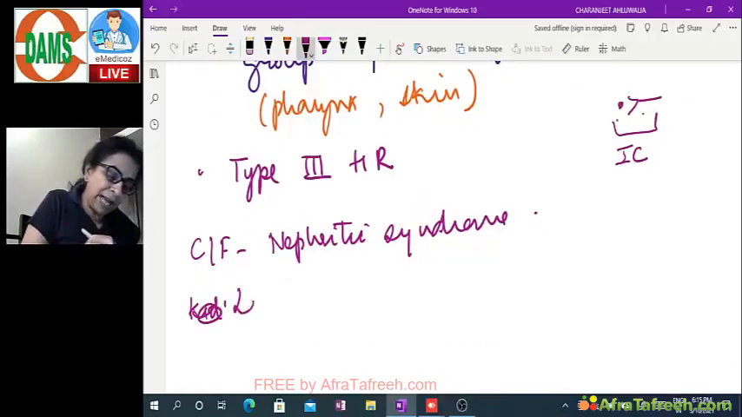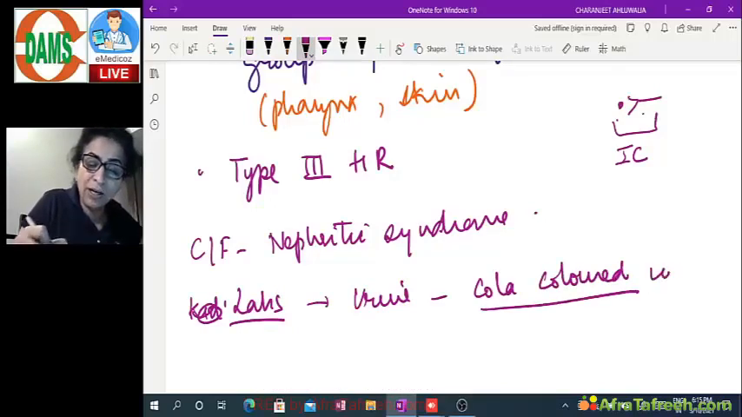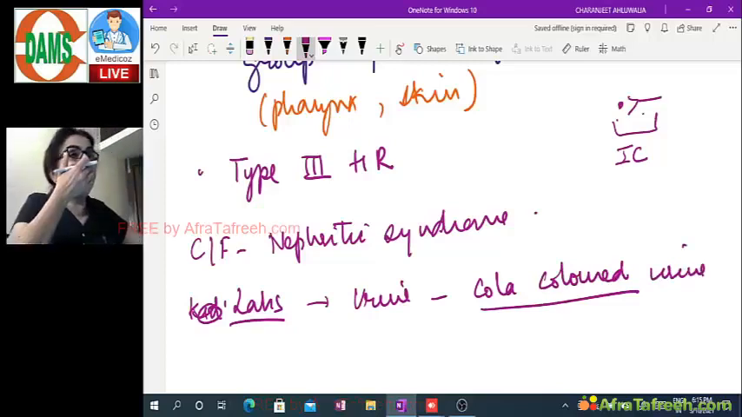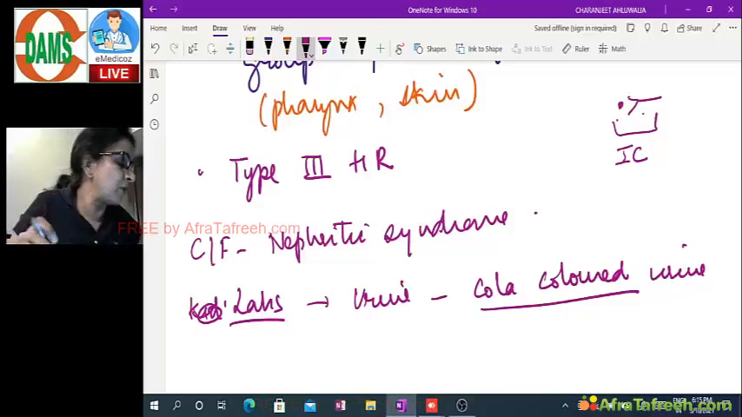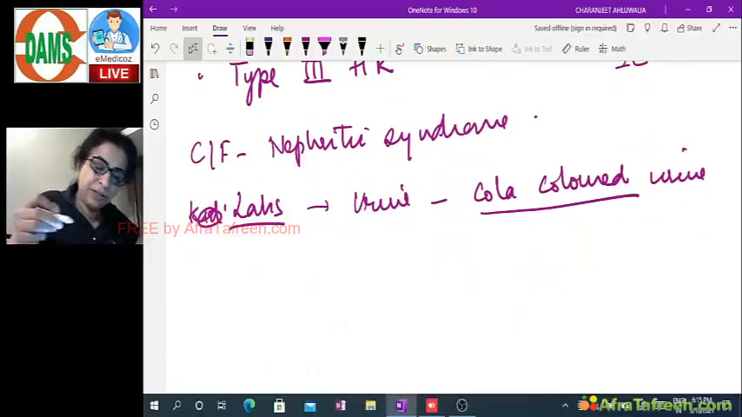Now let us see lab tests. In the lab tests, number one, if you look at urine examination, urine will be cola colored. They will have cola colored, or cocoa colored, or brown colored urine because of hematuria.